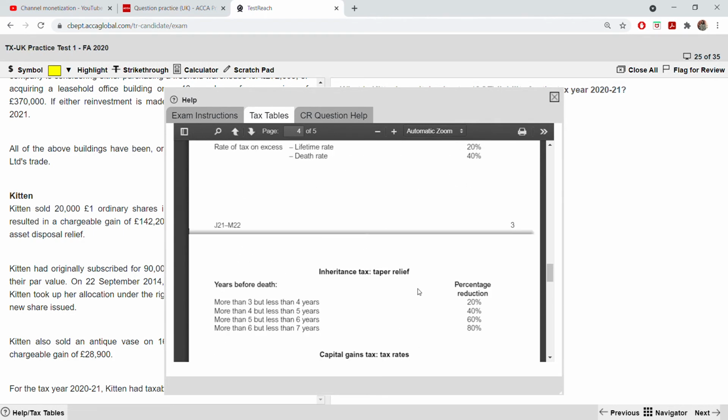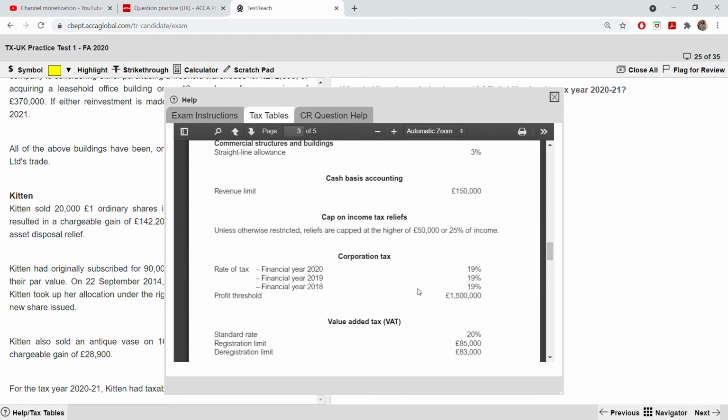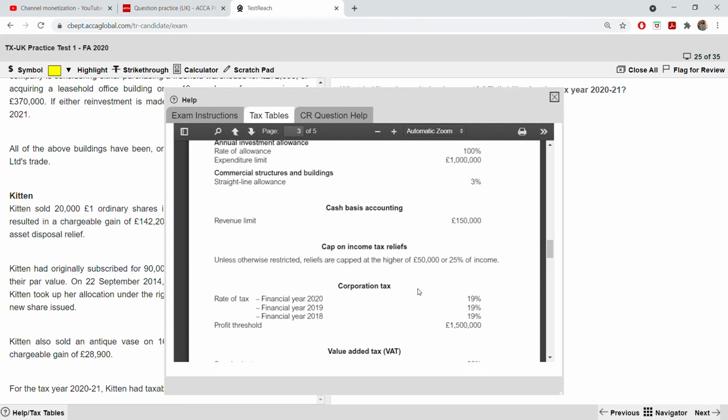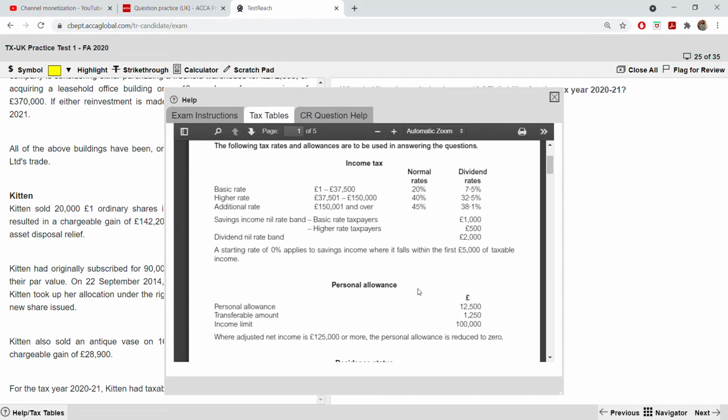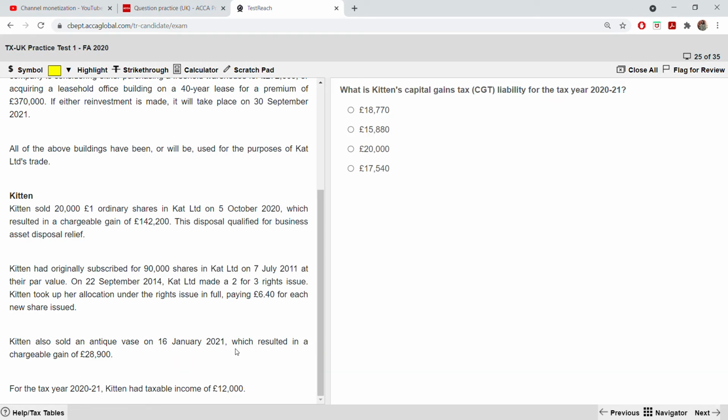Next, just wait a minute, I just want to see the allowance. So here, 28,900 minus 12,300, take 20% of that, and on this you are taking 10%, adding both, it will lead to 17,540.